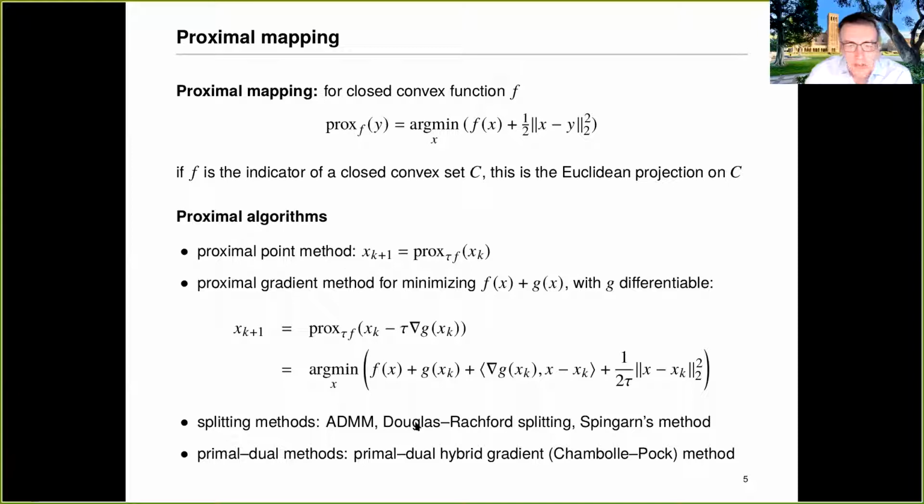And then there are the proximal splitting methods that are all related to the Douglas-Rachford splitting method and ADMM, Spingarn's method and so on. And then the primal-dual methods, the Chambolle-Pock method and so on.